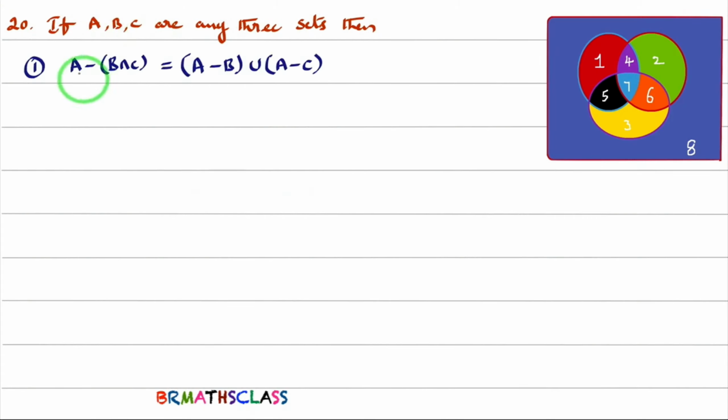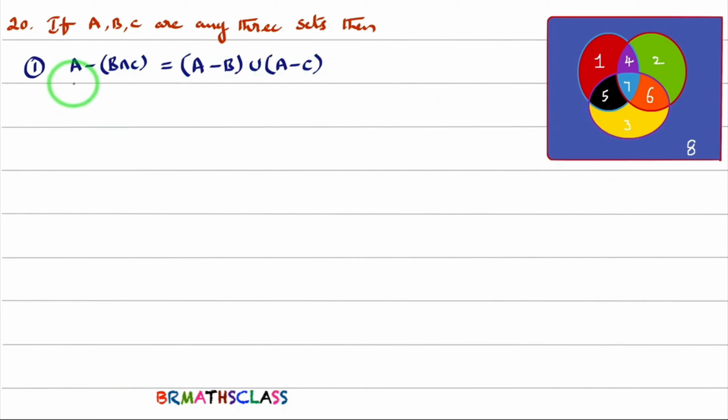Please see this result, A minus B intersection C. See here intersection is there. A minus B intersection C is the same as A minus B union, please observe here union is there, A minus C. This is the result you need to remember. I will try to explain this result by using this Venn diagram.